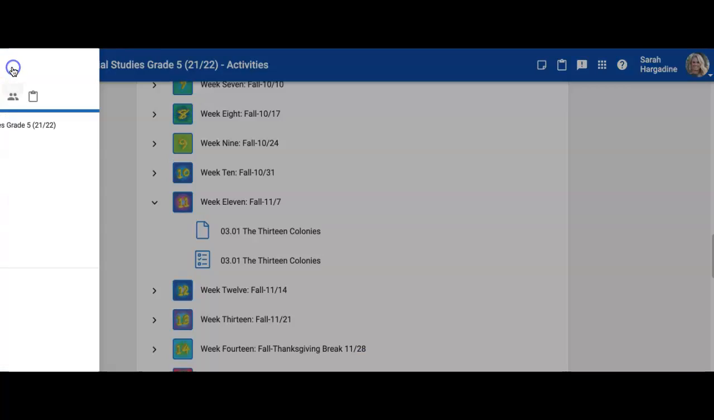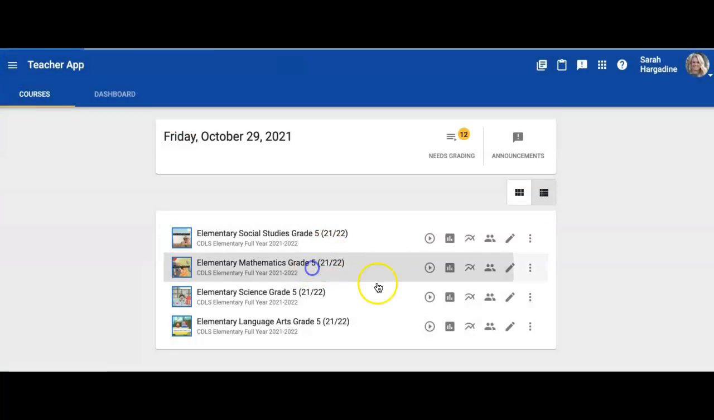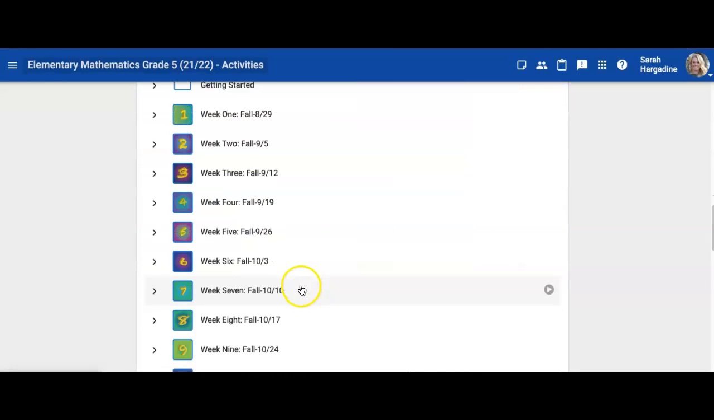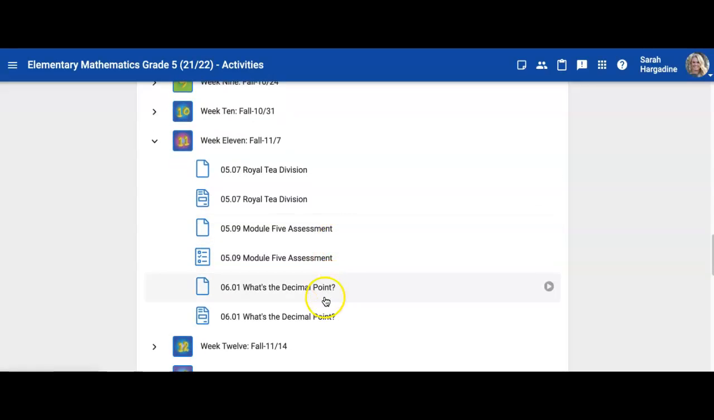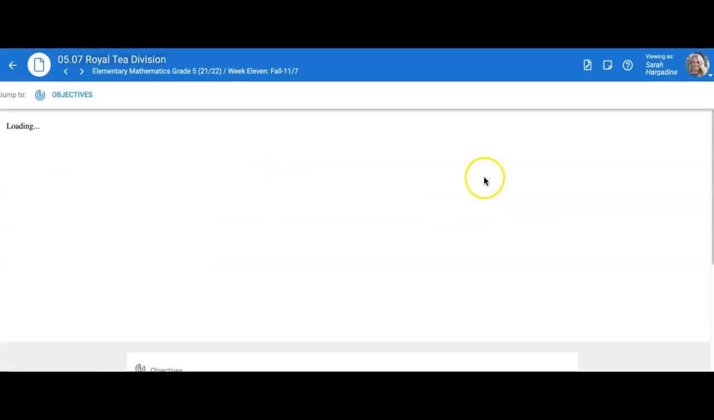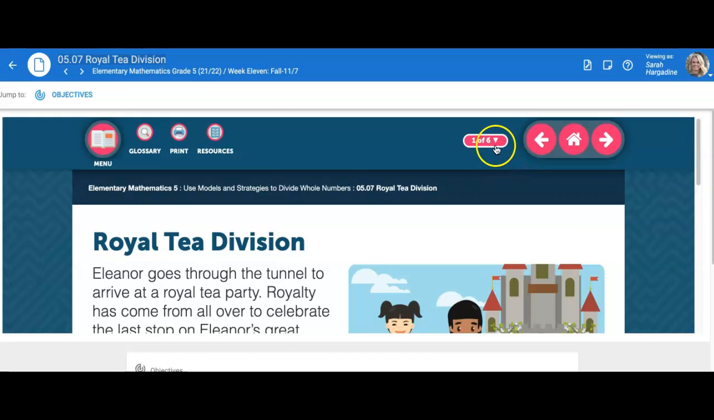And then for math, you will see in week 11 that you have 2 assignments that are due and your module 5 assessment. So be sure to go back and review, but when you go into here, you're going to see what is due on the last page with the PDF.